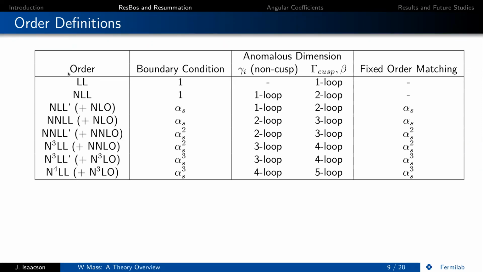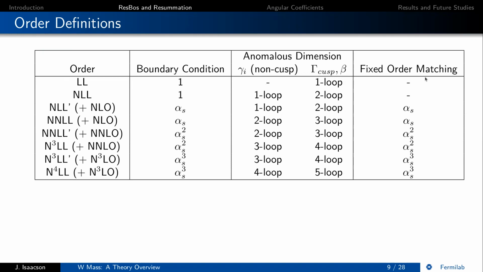So as I mentioned, leading log is this LL. This boundary condition is the same as the order that the C coefficient is calculated to. Basically, what is the hard collinear piece that you have calculated, what accuracy is it to? Then you also have the anomalous dimension: the cusp anomalous dimension and the beta function. This is the same as that A coefficient. When you have leading log, you only have the one-loop correction there. And then you also have the non-cusp anomalous dimension. And you can see, again, the order that is calculated. At leading log, there is no contribution.